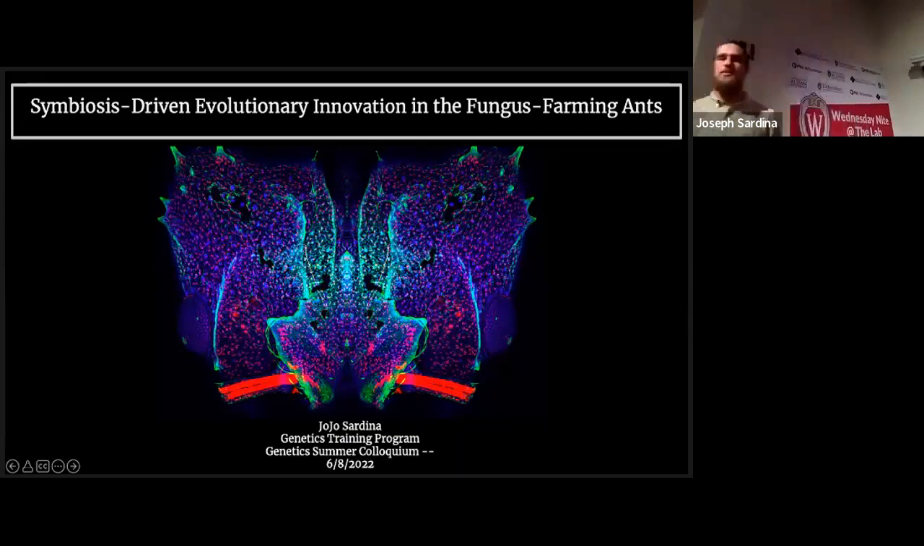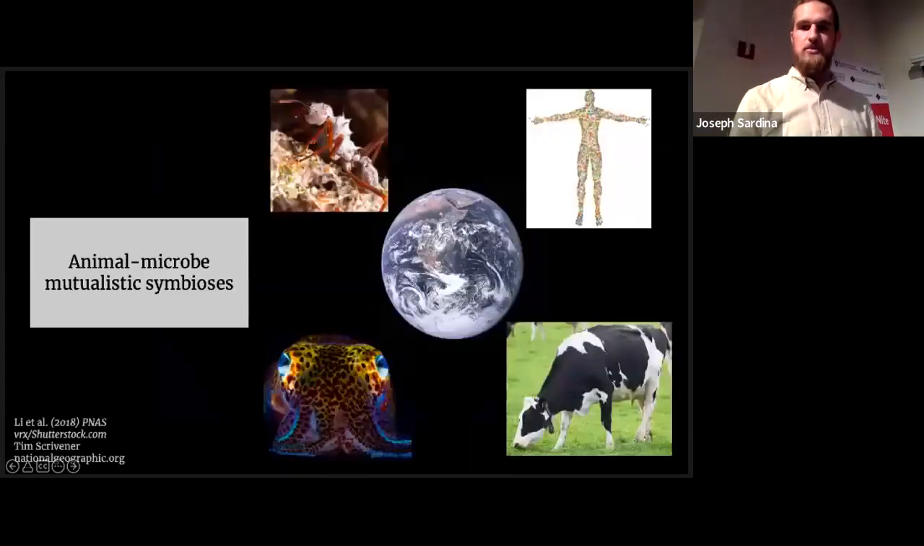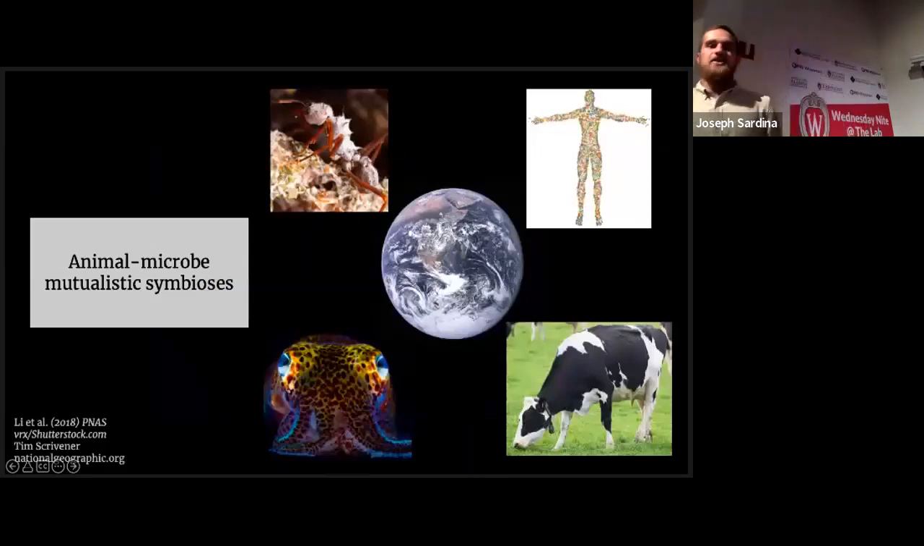Okay, so today I'll be talking about my research, which focuses on the fungus-farming ants and their microbial symbionts, and how this symbiosis has driven evolutionary innovation in the fungus-farming ants. Okay, so this type of symbiosis that I study is an animal-microbe mutualistic symbiosis.